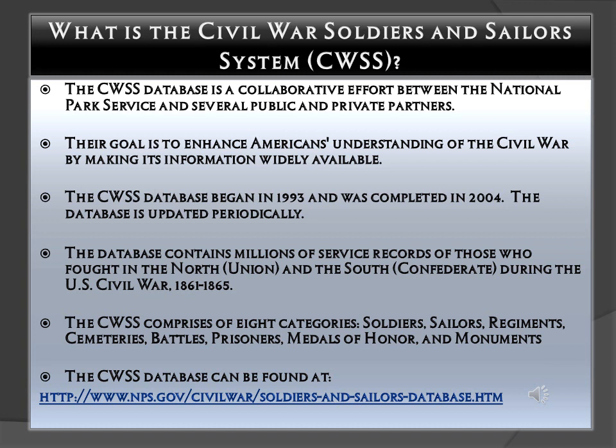It contains millions of service records of those who fought in the North and the South during the U.S. Civil War, which dates from 1861 to 1865. The database also is made up of 8 categories, which are soldiers, sailors, regiments, cemeteries, battles, prisoners, medals of honor, and monuments. The CWSS database can be found at the link I provided at the bottom of the slide.